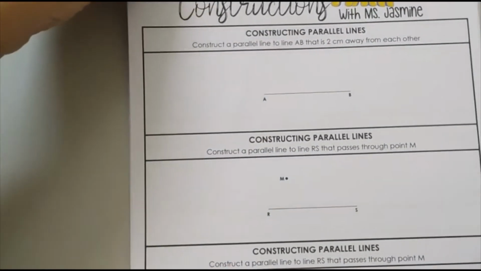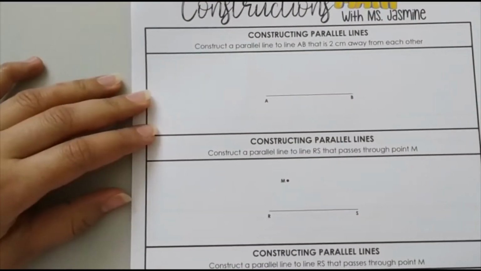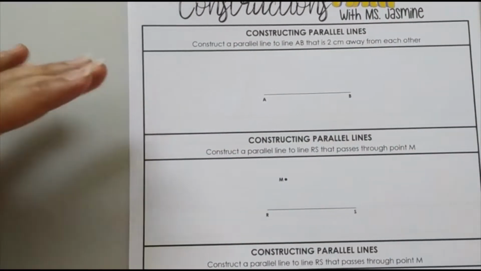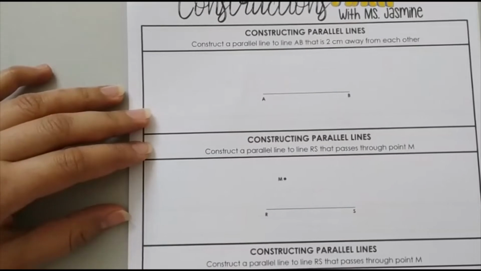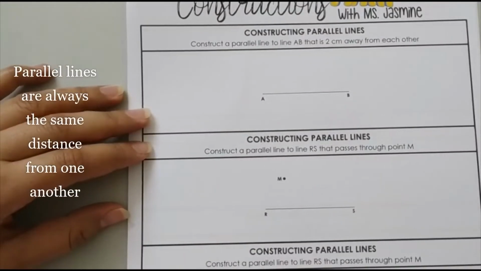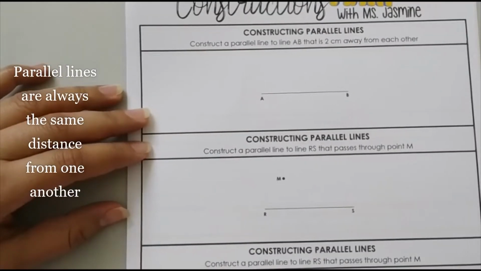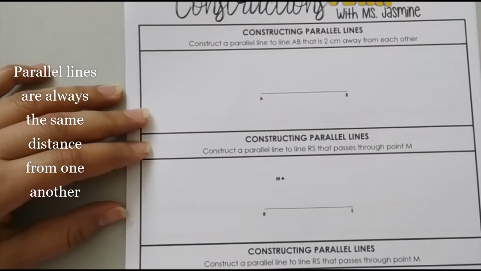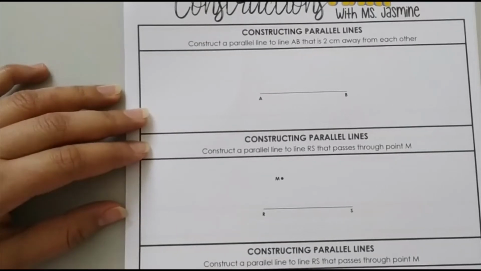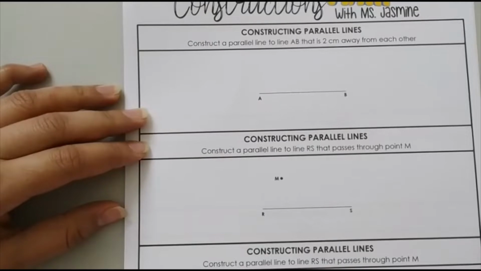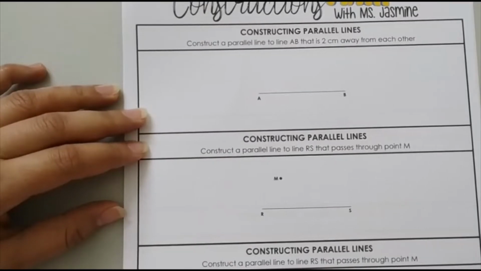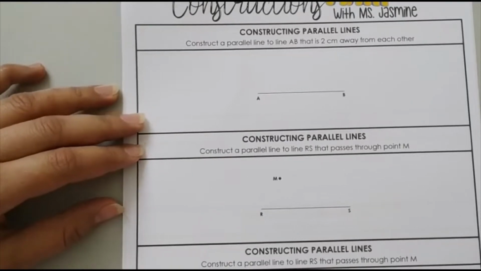So now we are talking about parallel lines. So what's the meaning of parallel lines? Parallel lines are basically lines that are always the same distance from one another. Sometimes questions just ask you to form parallel lines, and in other ways questions ask you to form a certain distance of parallel lines from one another.